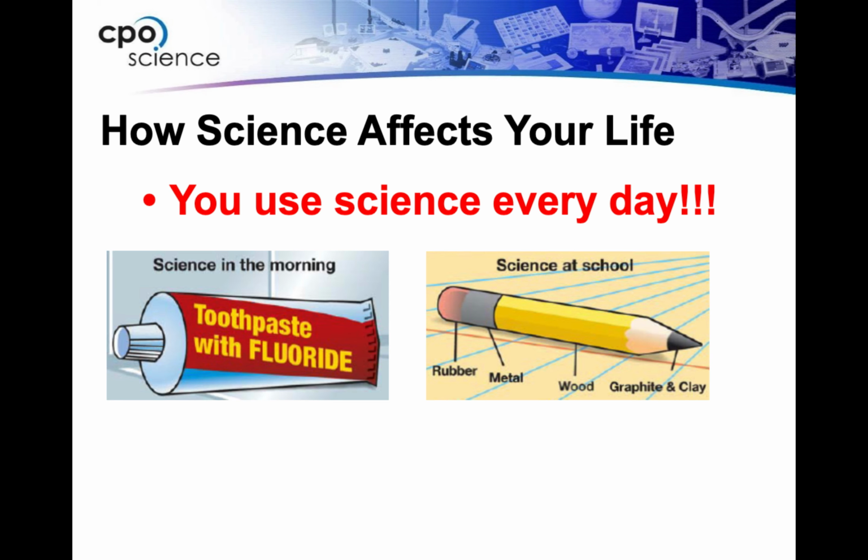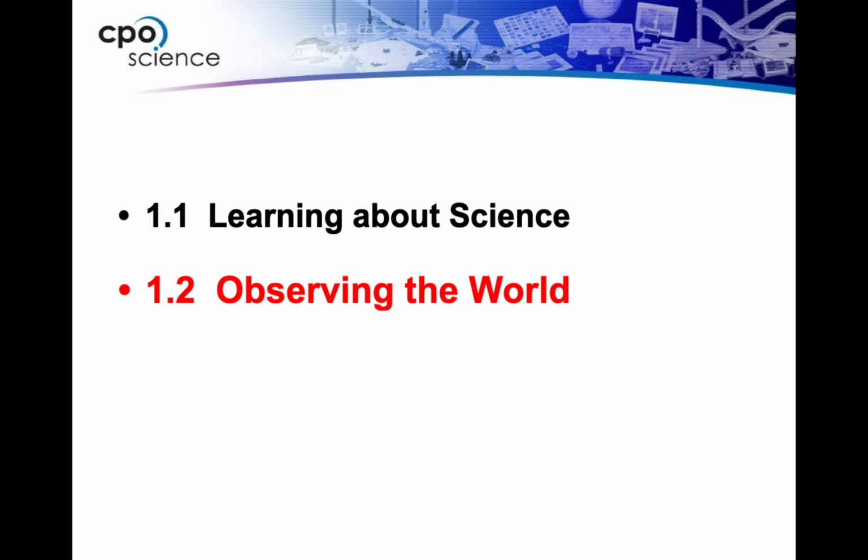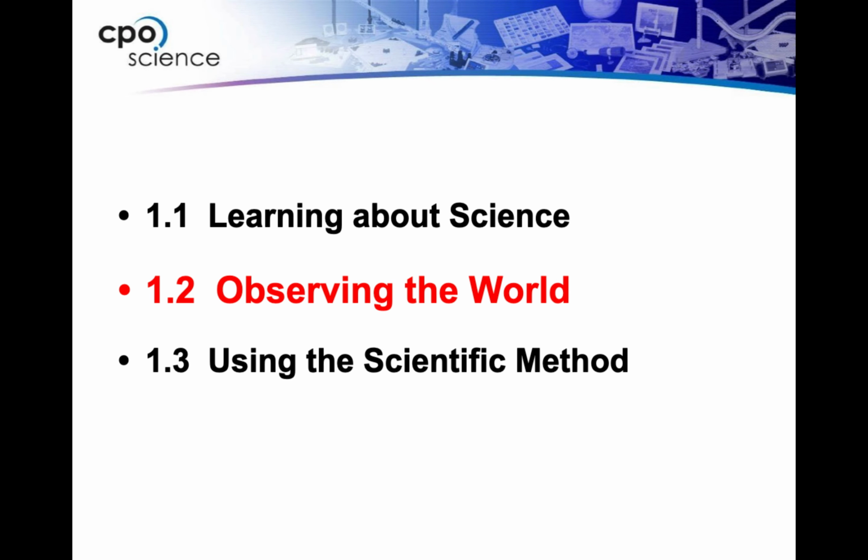Even just think of your phone. The science that was involved getting that phone to you in your hand to essentially be a handheld computer, which it is. All right, so that is 1.1, and we're going to combine these with 1.2 because they're two pretty short sections here. So 1.2 is now about making observations, so observing the world. 1.2, observing the world.